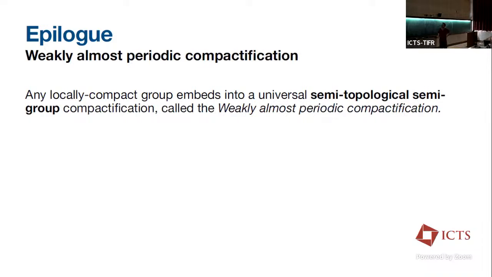Let's finish now with our weakly almost simplification. So we have a topological group, and every topological group has this universal compactification, which is a semigroup. And if I'm locally compact, I actually embed inside. And when I say semigroup, I mean semi-topological semigroup. So it's S, such that the multiplication S times S is separately continuous. Usually in a topological group, we need continuity in both arguments. To be semi-topological, we need only continuity separately in each argument. And there's a universal one, meaning any other compactification will factor through it.